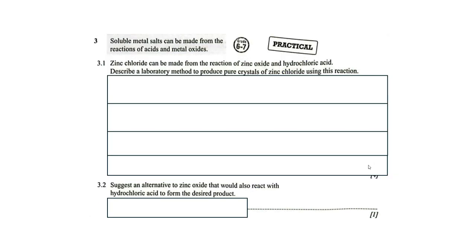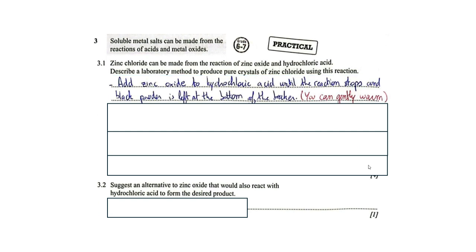Soluble metal salt can be made from the reaction of acids and metal oxides. Zinc chloride can be made from the reaction of zinc oxide and hydrochloric acid. Describe a laboratory method to produce pure crystals of zinc chloride using this reaction. So first you're going to have some hydrochloric acid in the beaker, and you're going to add zinc oxide, spatula by spatula, until the reaction stops, and you have some black powder left at the bottom of your beaker. You want zinc oxide to be in excess because you want to react all your acid.